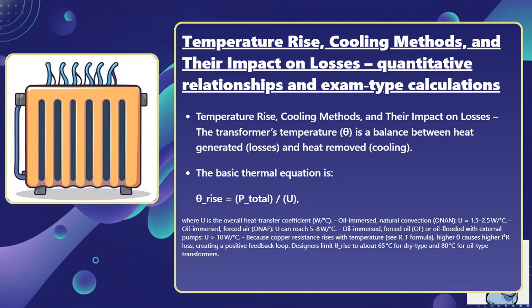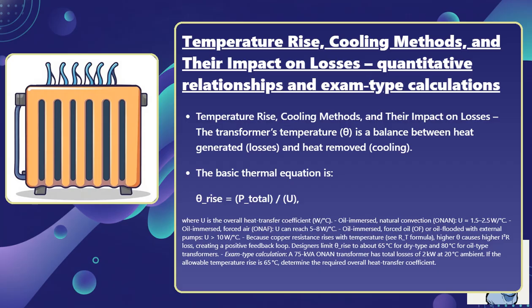Because copper resistance rises with temperature, see R sub T formula, higher theta causes higher I squared R loss, creating a positive feedback loop. Designers limit theta rise to about 65 degrees Celsius for dry type and 80 degrees Celsius for oil type transformers. Exam type calculation.